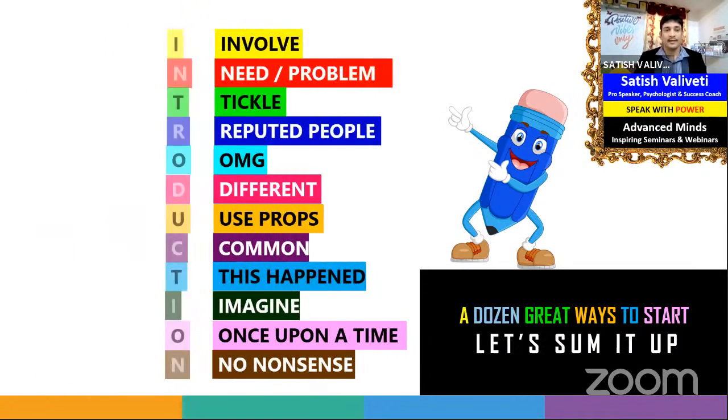And that's how, friends, introduction happens. I is involve, N is need, T is tickle, R reputed, O oh my God, D different, U use prop, C common, T this happened, I imagine, O once upon a time, N no nonsense talk. And that's how the word introduction happens. Make a note of it.